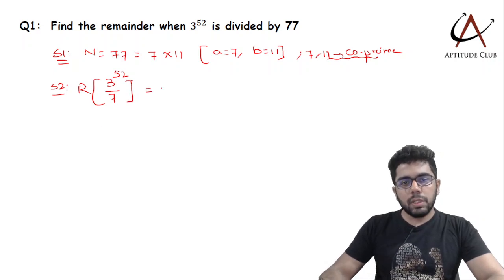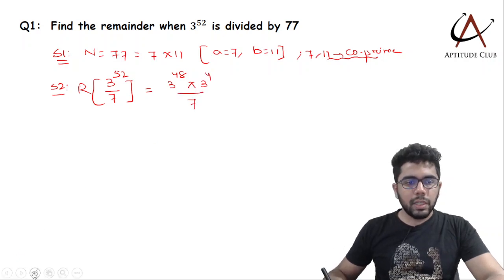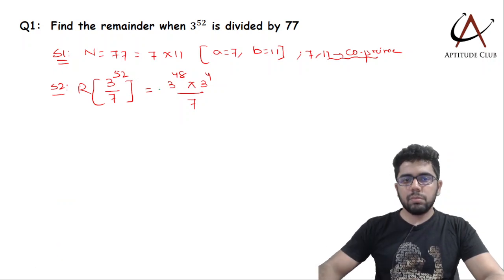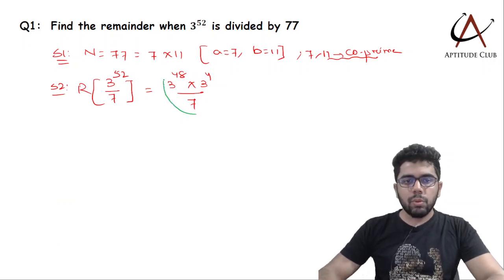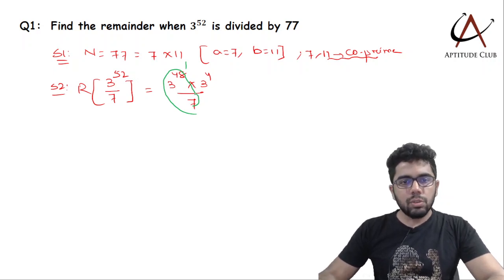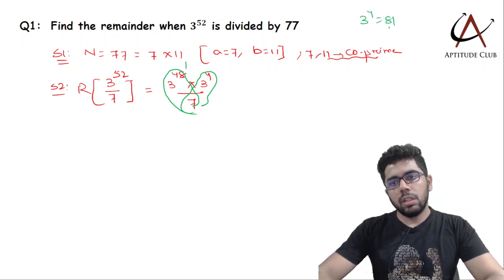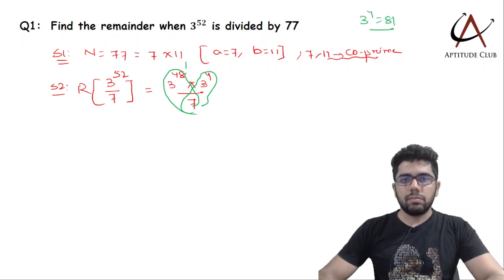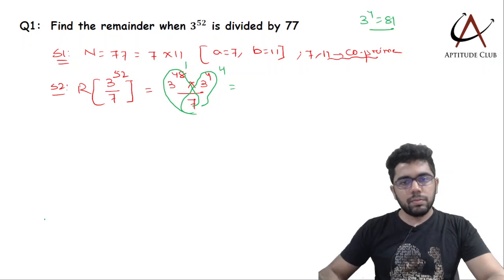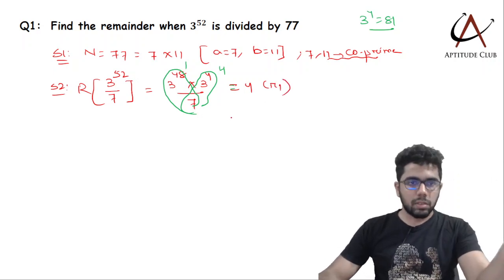Then step 2, you find the remainder when 3 to the power 52 is divided by 7. Since it's 7, I'll break it as 3 to the power 48 into 3 to the power 4, divided by 7. Why did I break it as 3 to the power 48? Fermat's theorem, 7 is a prime number, so the power will be 6 or any multiple of 6, then the remainder is 1. And 3 to the power 4 is 81. 81 divided by 7, the remainder is 4. So your answer here is 4, which is your R1. I got the value of R1.